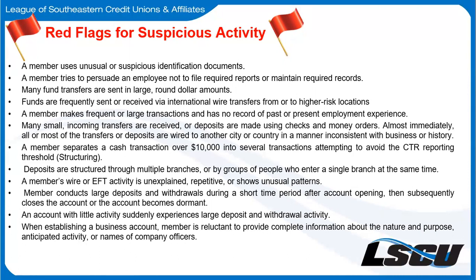We can also have a red flag if we have members making frequent or large transactions without a record of past or present employment experience, and many transactions coming in and immediately going right back out. Again, structuring, making sure that we can catch when a member may be separating cash transactions to stay under the over $10,000 CTR reporting threshold, as well as members structuring through multiple branches or by groups of people who enter a single branch at the same time.